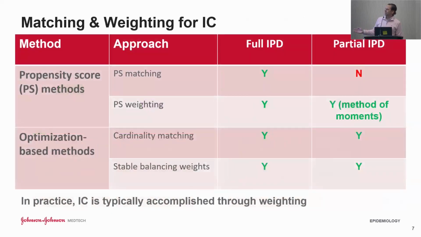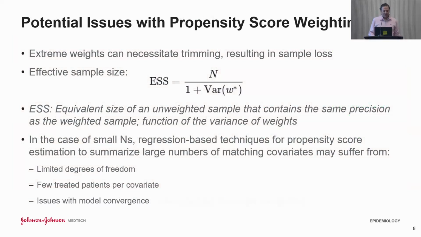There's a number of different methods that can be used. There's matching methods, there's weighting methods. I'm talking today about these optimization-based methods, but suffice it to say that in practice, indirect comparisons have typically been accomplished through some form of propensity score weighting in the past. So there are some potential issues with propensity score weighting. First of all, extreme weights can often happen, and that can necessitate trimming, which results in sample size loss.